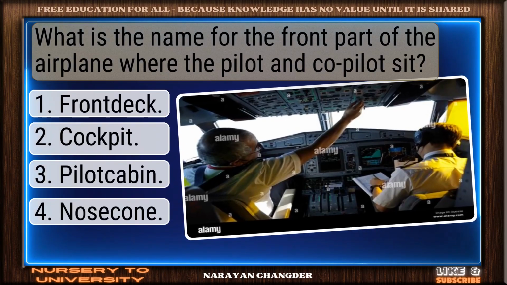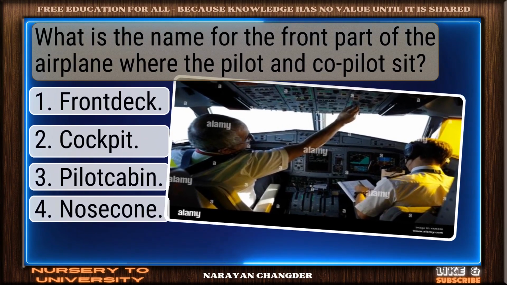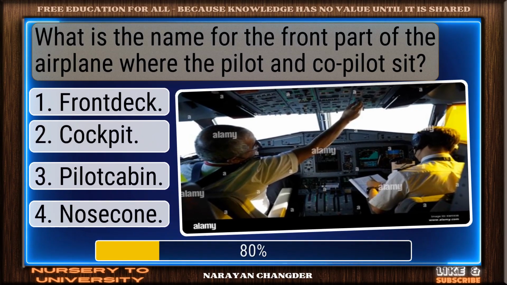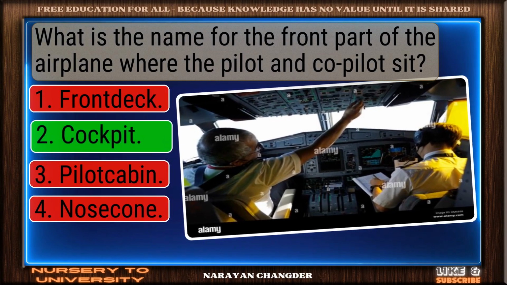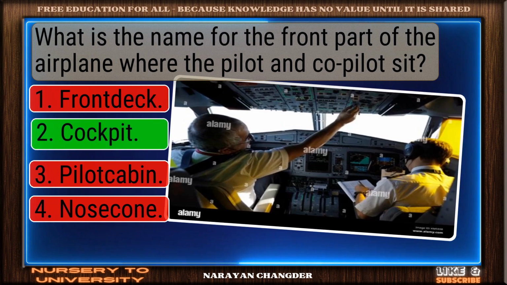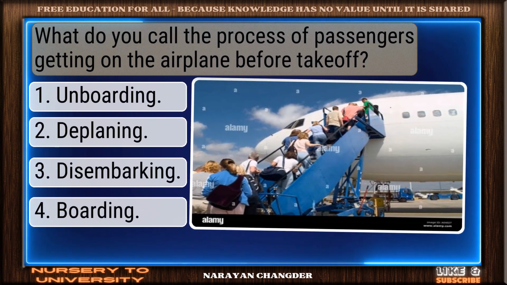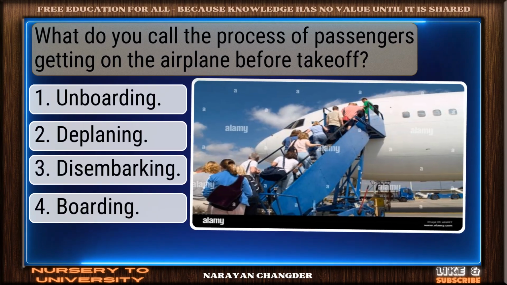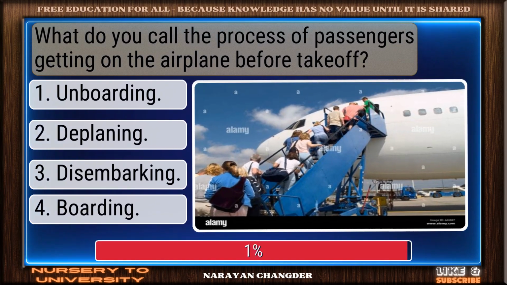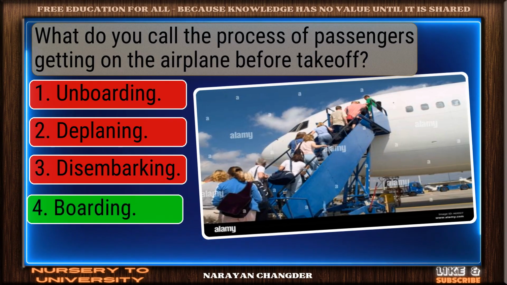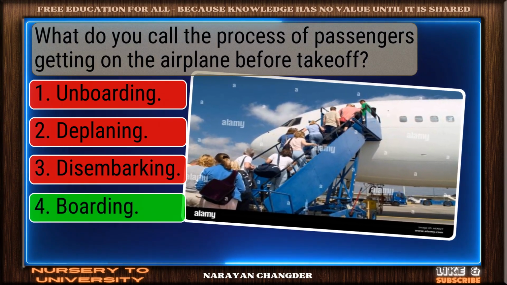What is the name for the front part of the airplane where the pilot and co-pilot sit? Great thinking. Cockpit is the right choice. What do you call the process of passengers getting on the airplane before takeoff? Exactly. Boarding makes sense and it is right choice.